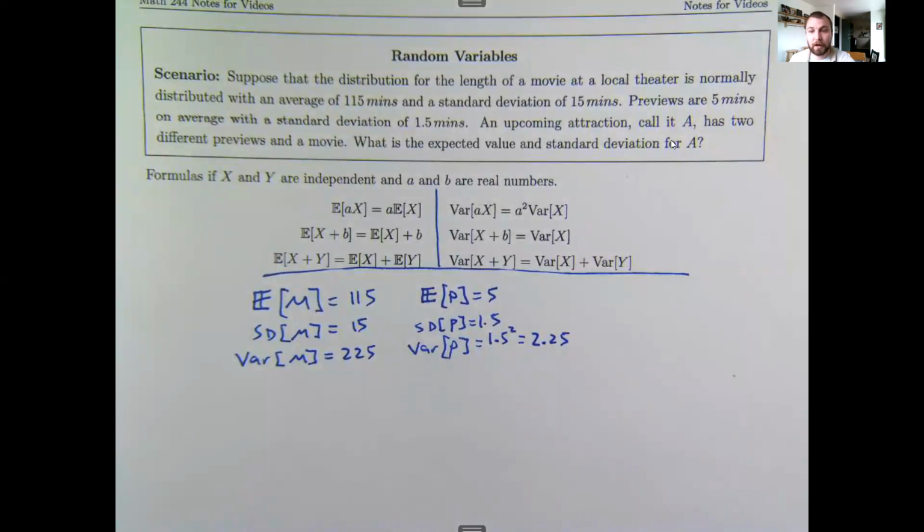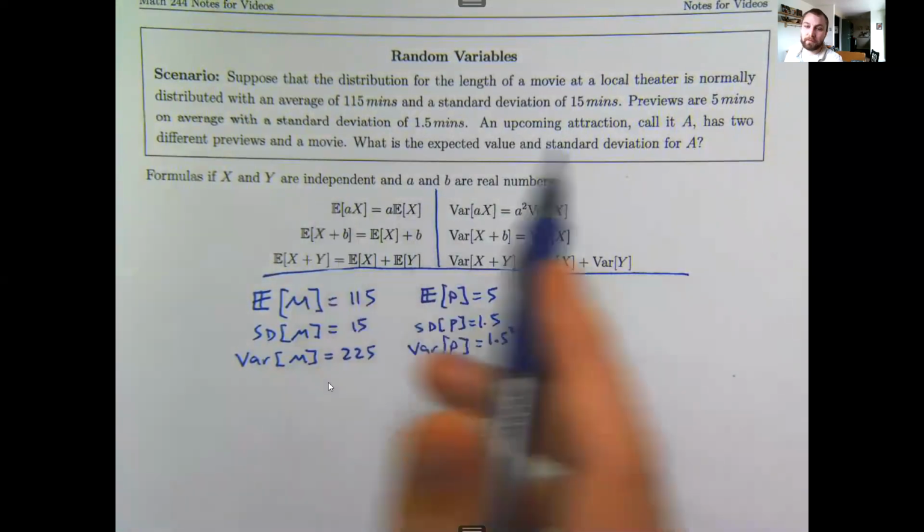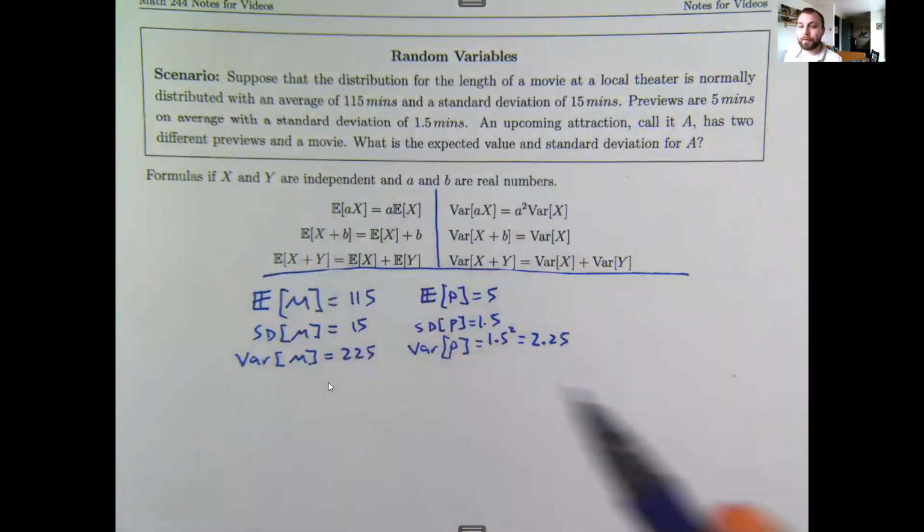An upcoming attraction, call it A, has two different previews and a movie. What is the expected value and standard deviation for A? So in these scenarios where you're told averages and standard deviations to begin with, and it wants you to combine them, you have to be really careful with the letter setup before trying to use any of these rules. And I will explain what these rules are.